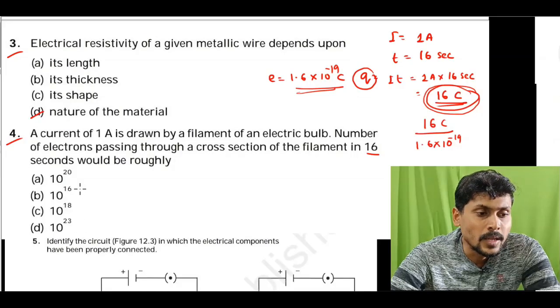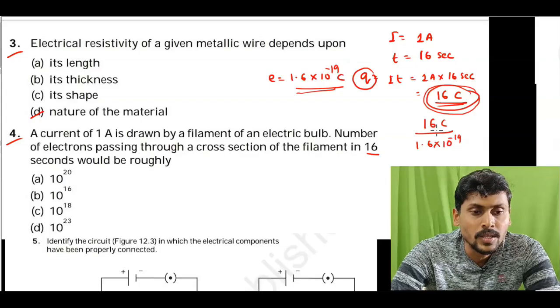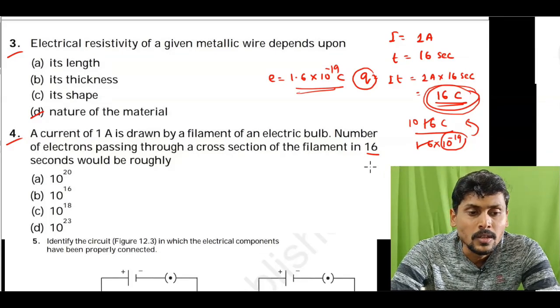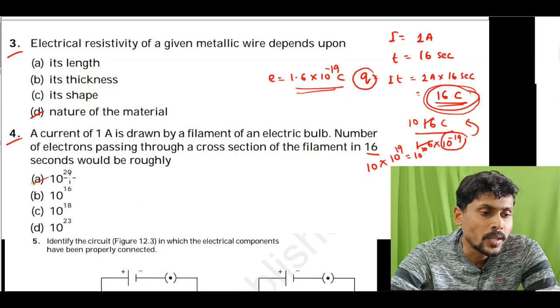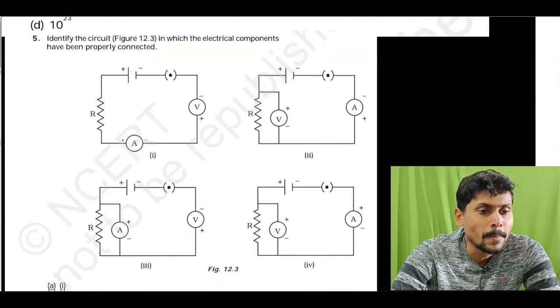So 16 by 1.6 will be 10, and this 10 to the power minus 19 will go to the numerator. It becomes 10 to the power plus 19. So 10 into 10 to the power plus 19 will be 10 to the power 20. So option A will be the correct option. Now we'll move to the next question.